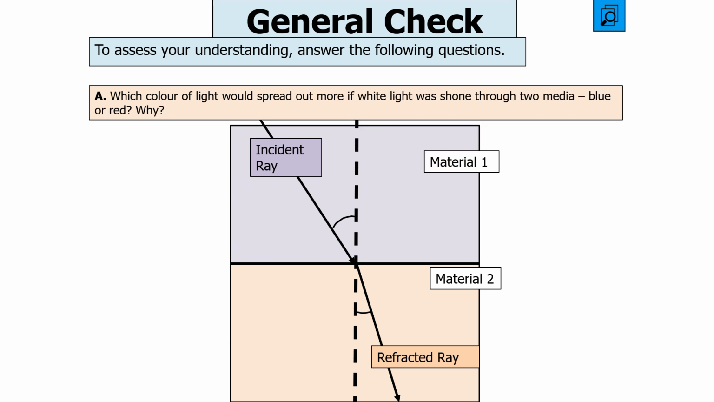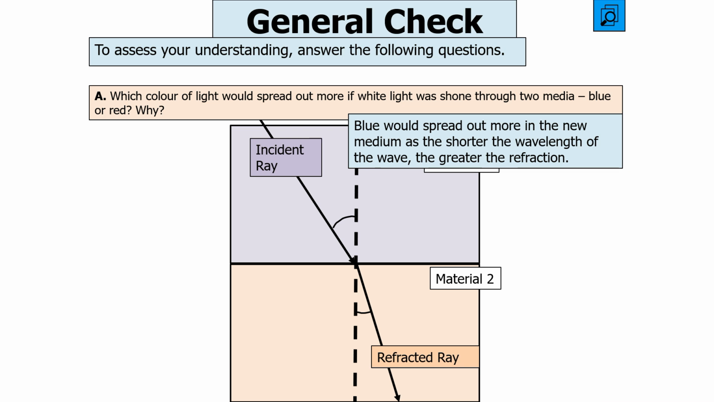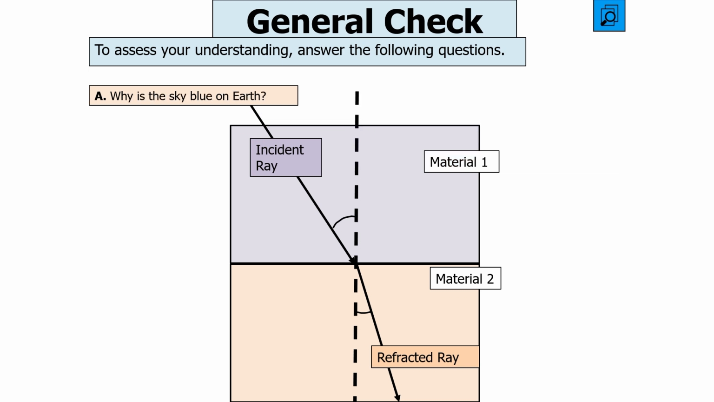refraction. Which colour of light would spread out more if white light was shone between two media, blue or red, and why? So pause the video now, then unpause the video when you want to go through your answer. Blue light would spread out more in the new medium as it has a shorter wavelength, giving a greater refraction. So why is the sky blue on Earth?